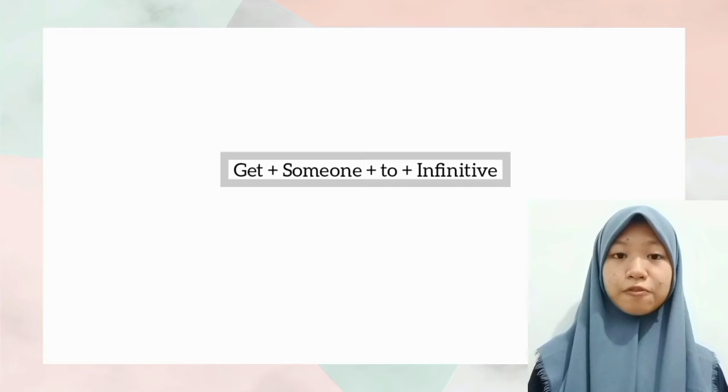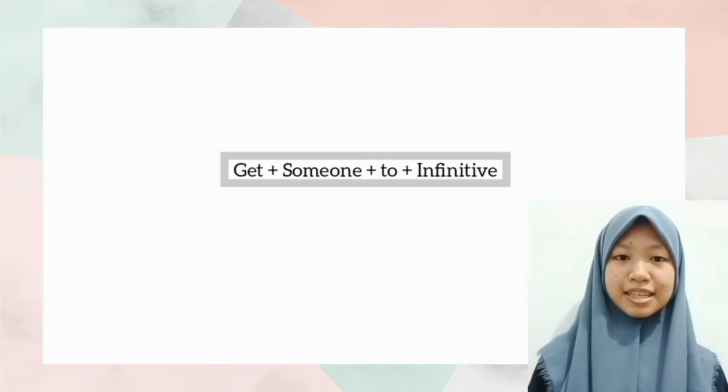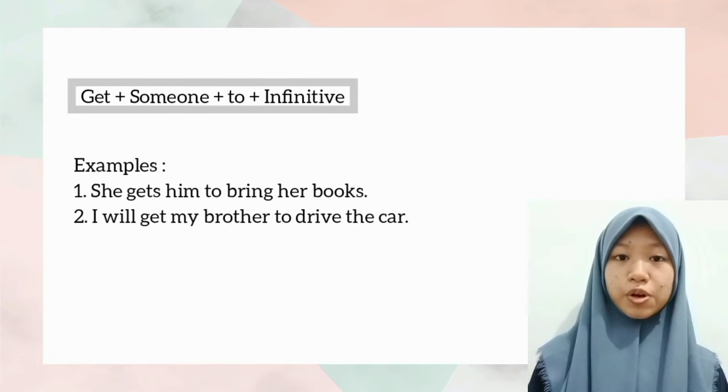The first formula for causative verb get is get plus someone plus to plus infinitive verb. We use this structure when we focus on the person doing the action rather than the action. We can use any tenses, and the causative verb get is going to take the tenses. I have two examples for this formula.